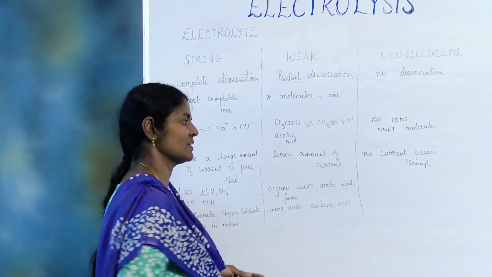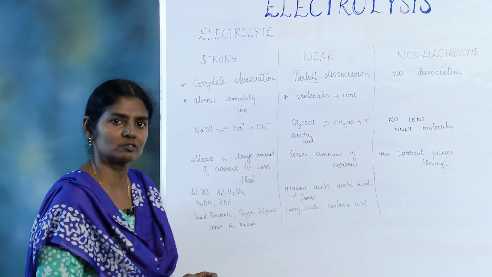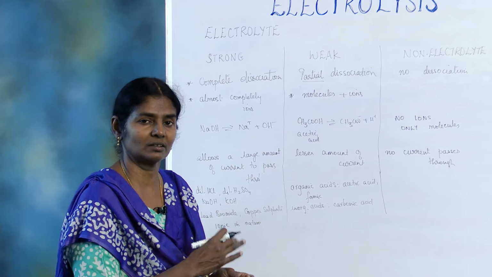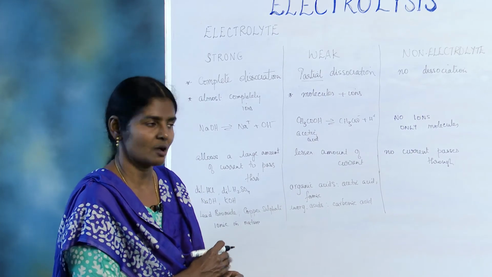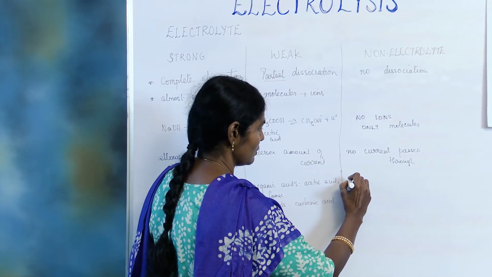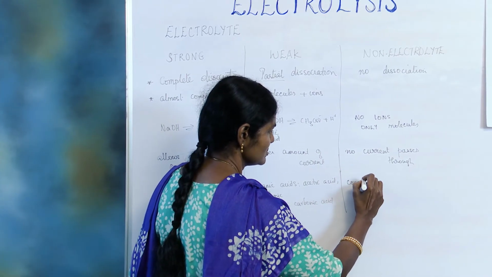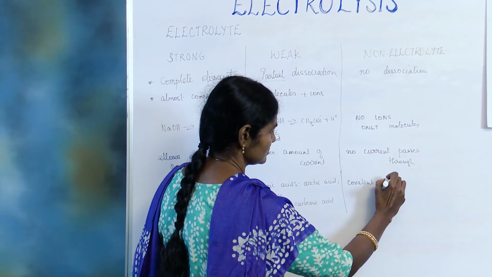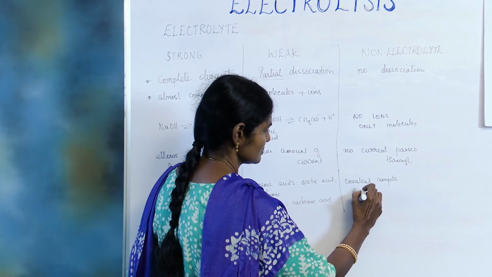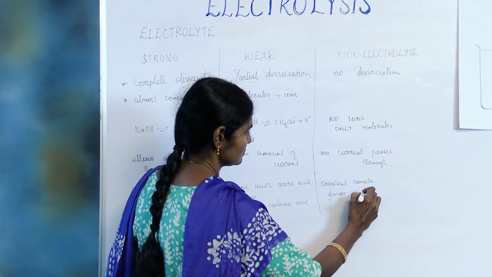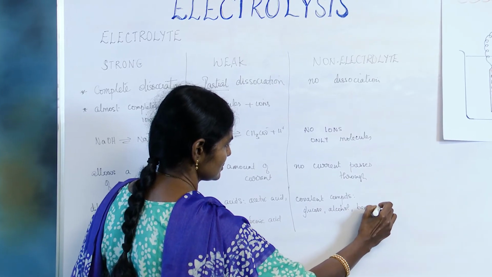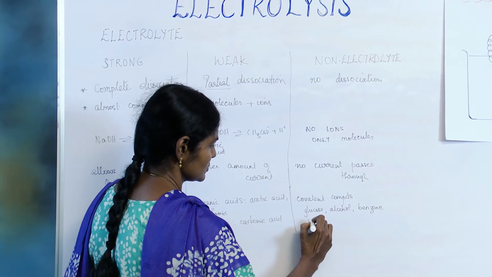When we come to non-electrolytes, which are made up of only molecules, even when you add water, they are not going to break down into ions, but they are going to be only molecules. Example, you have all covalent compounds like glucose, alcohol, benzene, sugar solution.